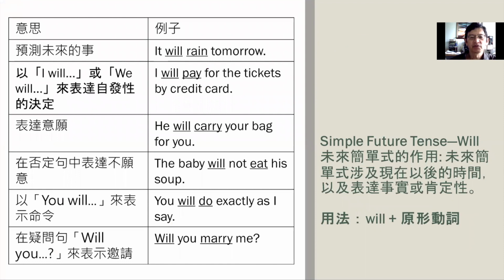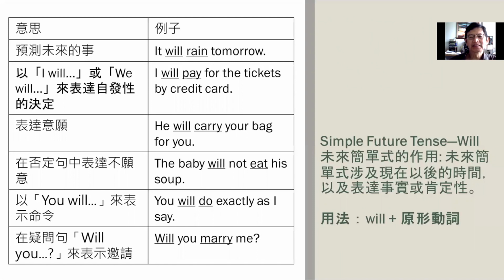Here are some examples of the simple future tense. I will say the sentence once, then please say it with me. 跟我说. It will rain tomorrow. It will rain tomorrow. I will pay for the tickets by credit card. I will pay for the tickets by credit card. He will carry your bag for you. He will carry your bag for you. The baby will not eat his soup. The baby will not eat his soup.